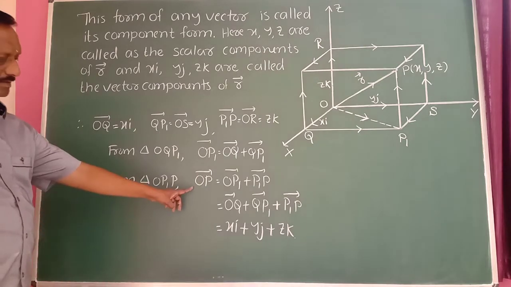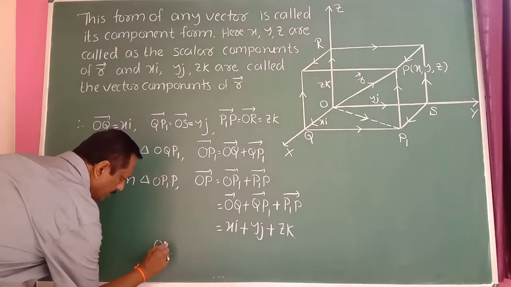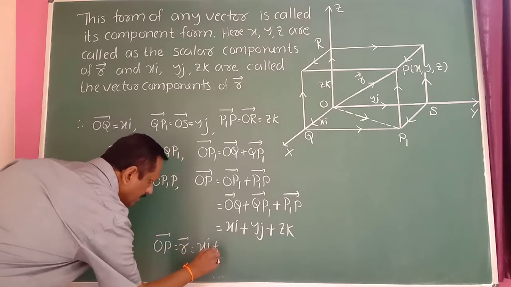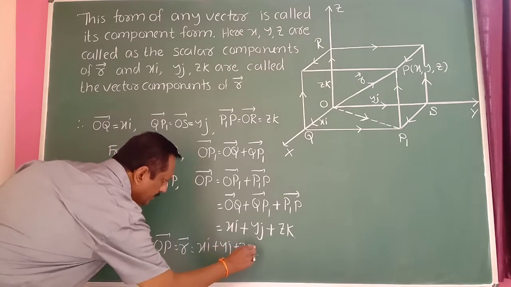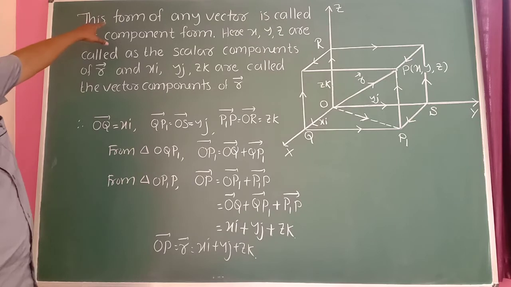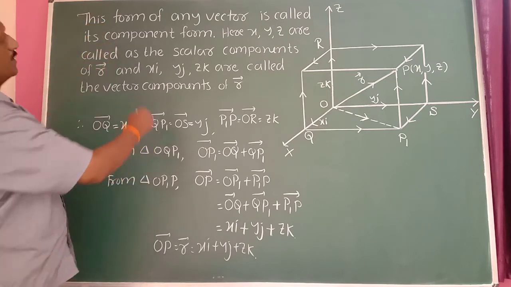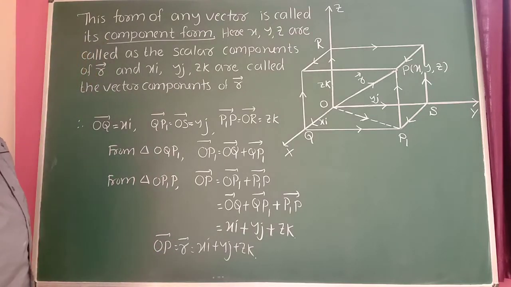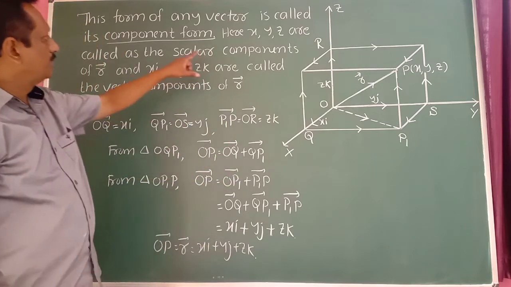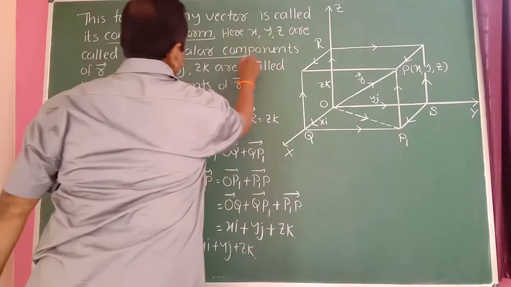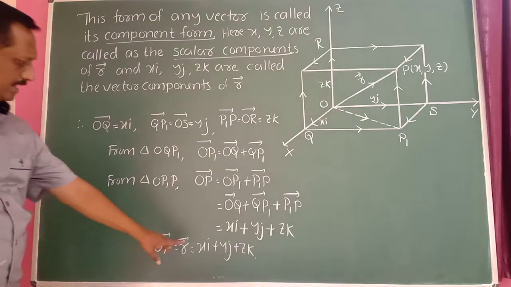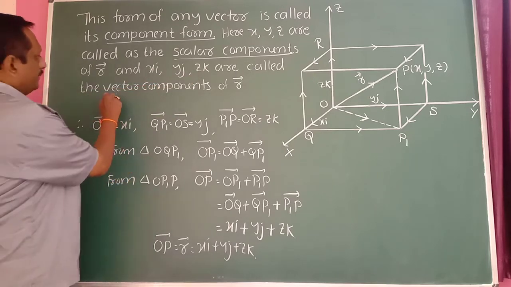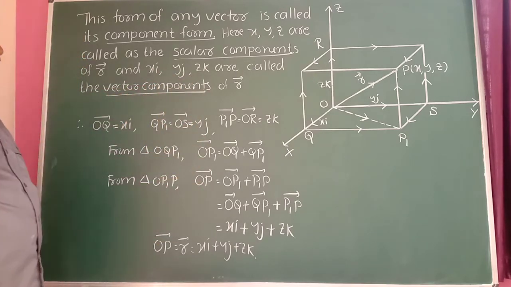So therefore, OP bar is xi plus yj plus zk. Hence, you can write here OP bar, or it is taken as alpha also, xi plus yj plus zk. This form of any vector is called component form. Here x, y and z are called scalar components. These, xi, yj and zk, are called vector components of the vector R.